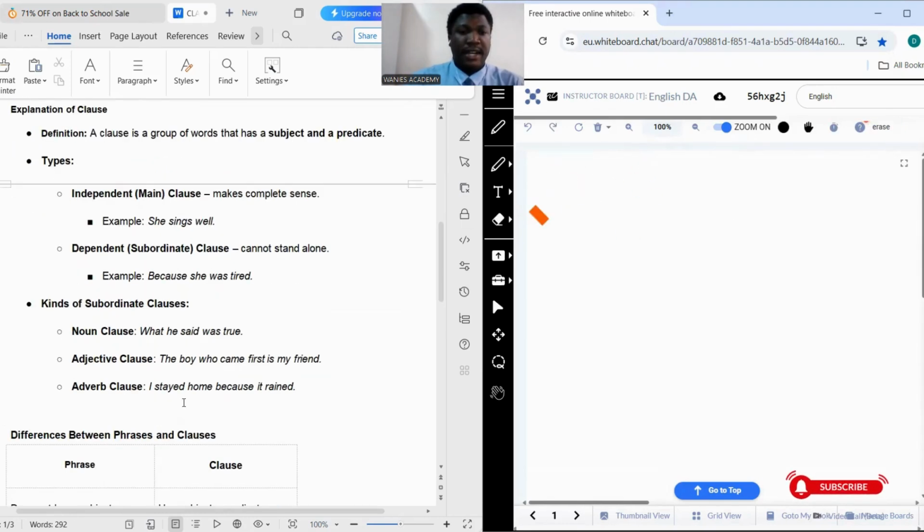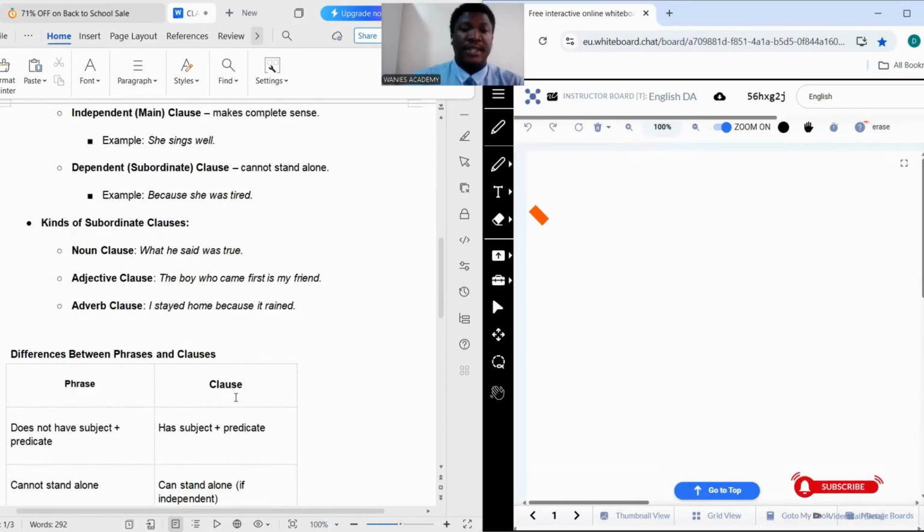Now, what are the different kinds of subordinate clauses we have? We have a noun clause, for example, what he said is true. An adjectival clause, the boy who came first is my friend. Who came first is giving us more information about the subject of that sentence, which is the boy. And then an adverbial clause, which simply goes, I stayed home because it rained. It is giving us more information about why the subject stayed at home, making that expression an adverbial clause.